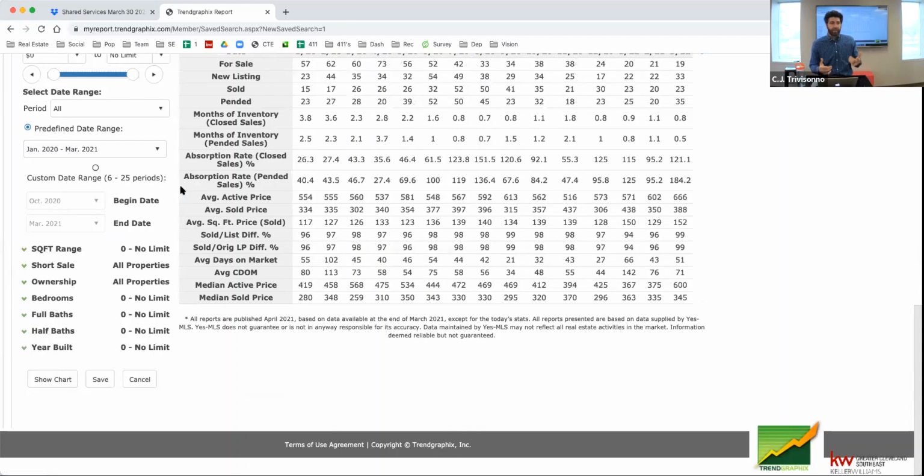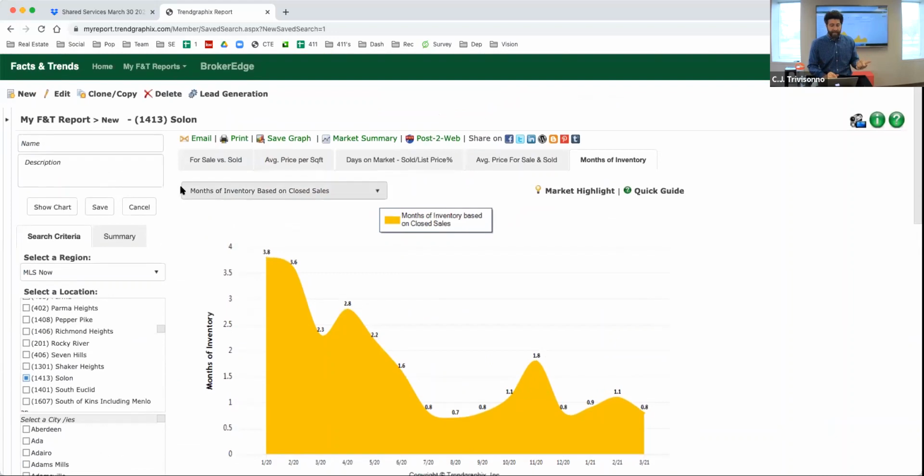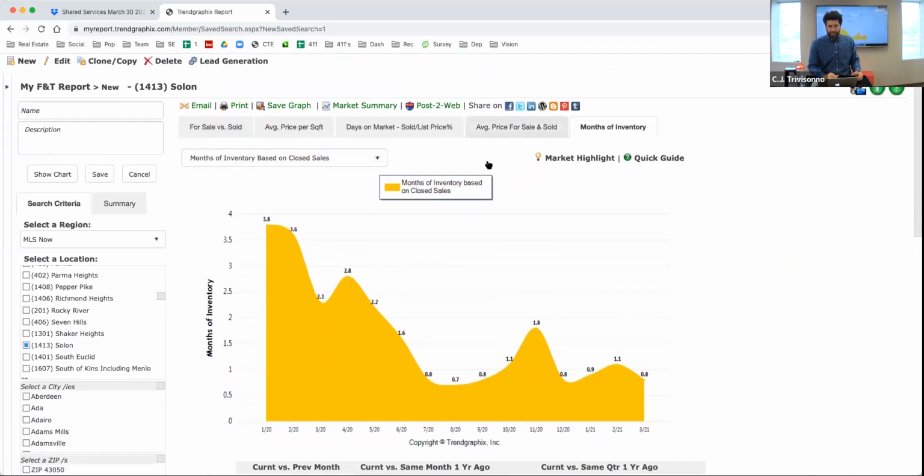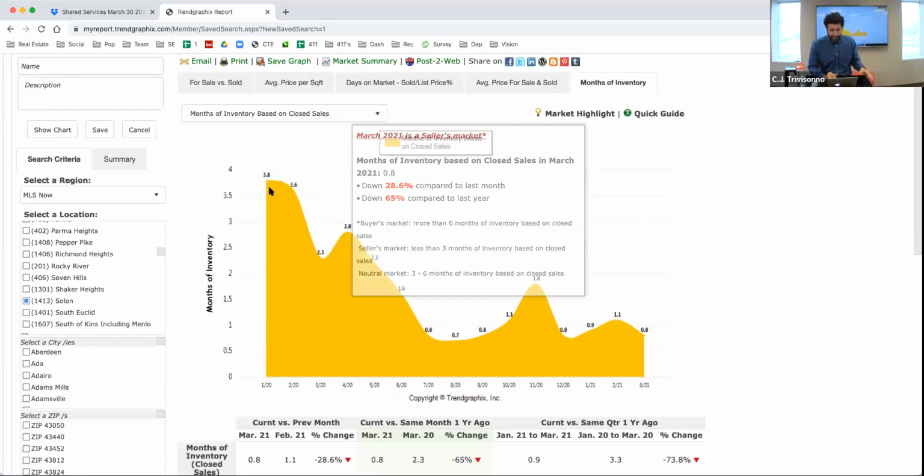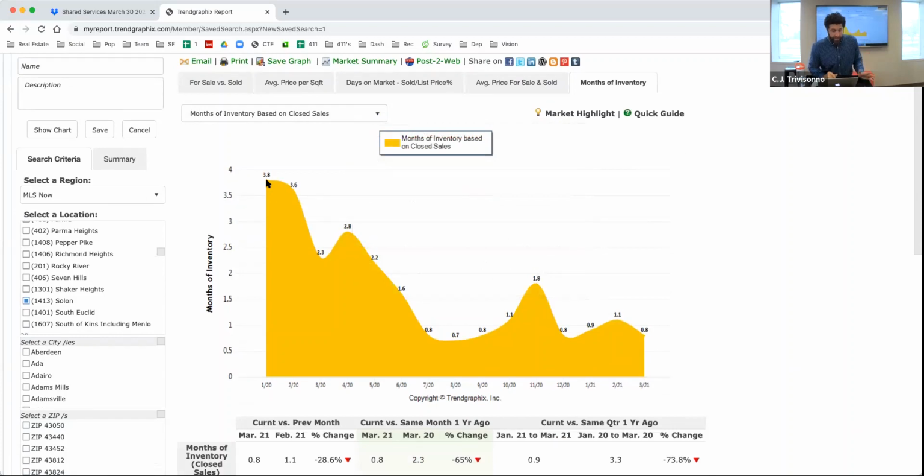If you're preparing for a listing presentation, you might be able to pull up some of these slides. Months of inventory is here, same story. A year ago today it was at 3.8 months of inventory on the market, to now 0.08. So it's actually less inventory than in the market as a whole.